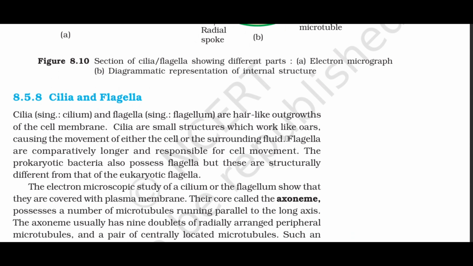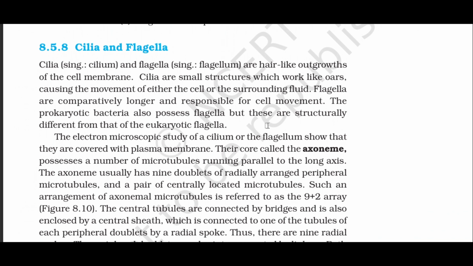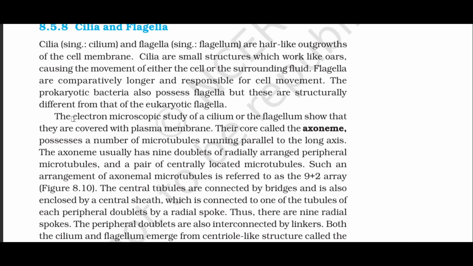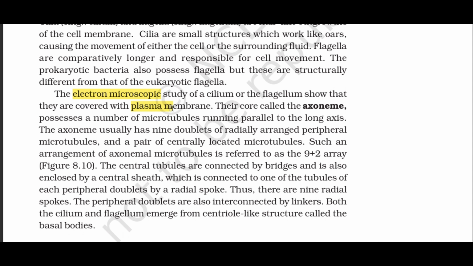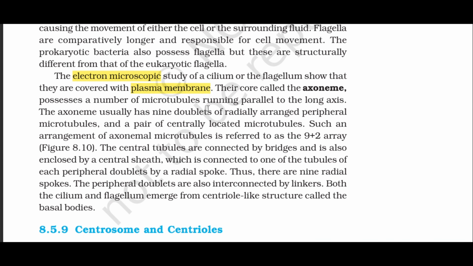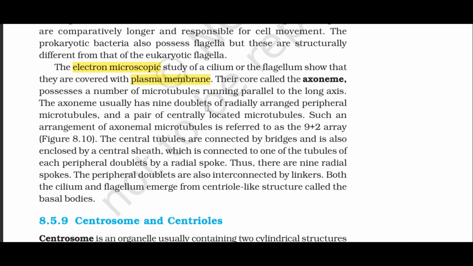8.5.8 Cilia and flagella. Cilia, singular cilium, and flagella, singular flagellum, are hair-like outgrowths of the cell membrane. Cilia are small structures which work like oars, causing the movement of either the cell or the surrounding fluid. Flagella are comparatively longer and responsible for cell movement. The prokaryotic bacteria also possess flagella, but these are structurally different from those of eukaryotic flagella. Electron microscopic study of a cilium or flagellum shows that they are covered with plasma membrane. Their core, called the axoneme, possesses a number of microtubules running parallel to the long axis.